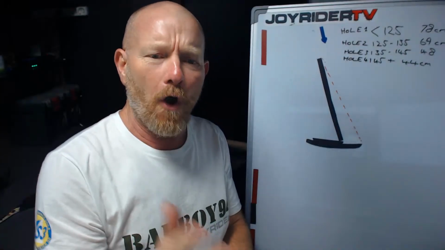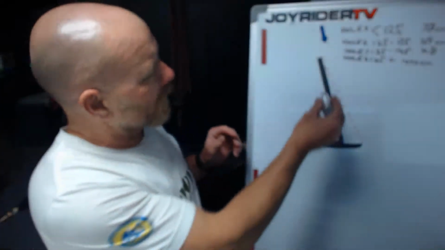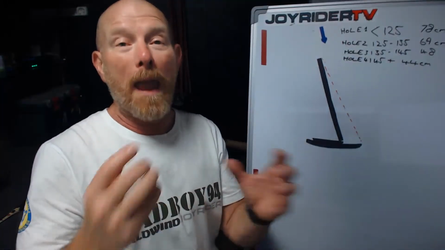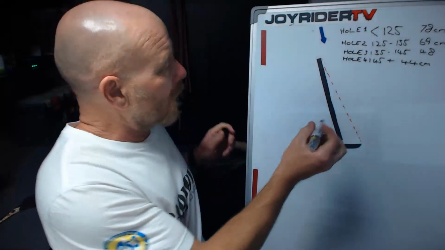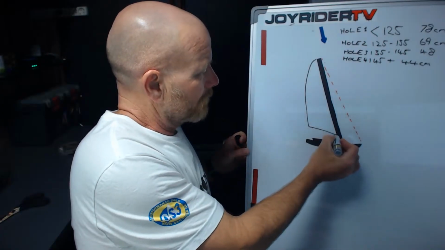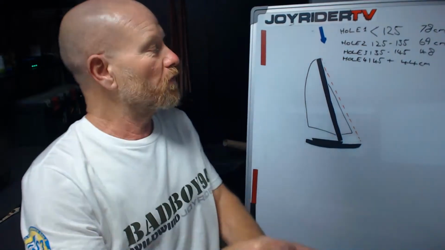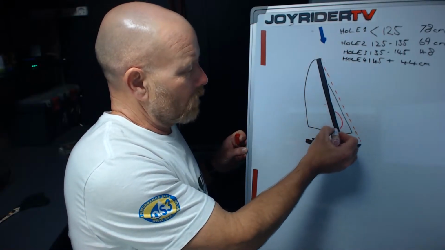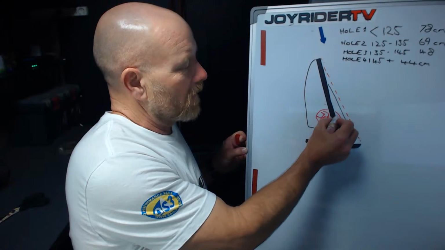We've defined what mast rake is. Now, what does mast rake actually do? What it does is it changes the relationship of the center of effort, that is the area of the rig where most of the power is coming from, and the center of lateral resistance. So if we draw in our sail here, and yes, we've got a jib as well, the main central part of the center of effort is just here.